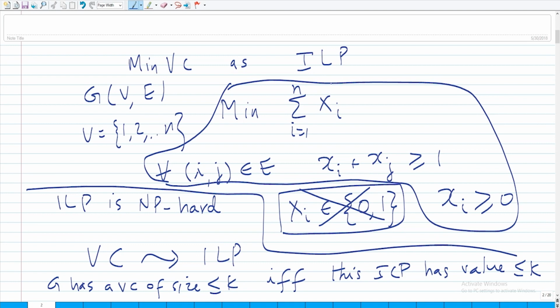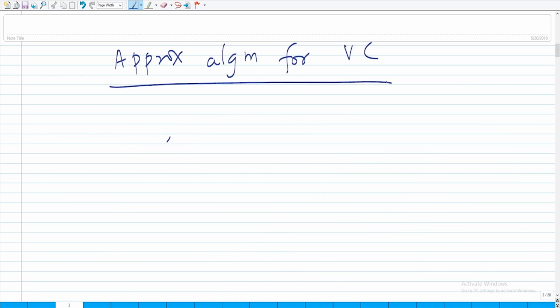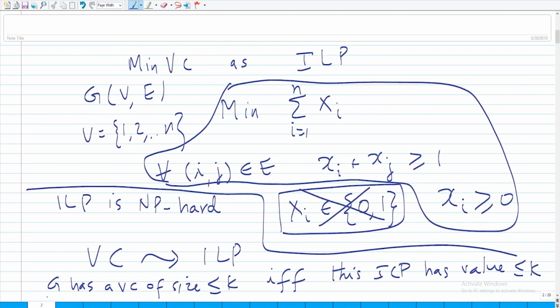Now, I told you that you can solve this in polynomial time if you do not have the integrality constraint. So, let me solve that LP in polynomial time. I am going to say another approximation algorithm for vertex cover. Step 1, solve the LP relaxation. What do I mean by this? Just formulate this LP and give it to some LP solver, which will solve it in polynomial time and give the optimum solution.